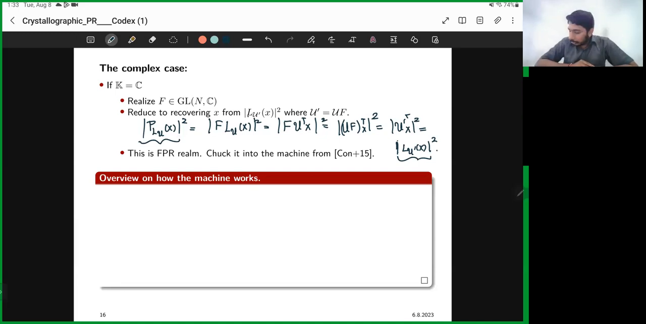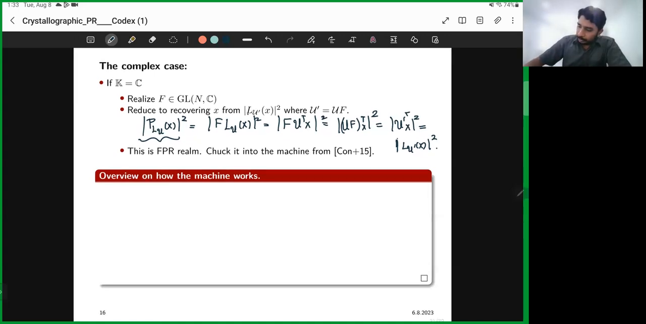And now we are in the FPR realm, and people have developed machines before, and I can plug the problem and my equations into that machine, and it's going to give me a bound. Since that is a little anticlimactic for me to just move on after that, I'm going to give you an overview on how this machine works.